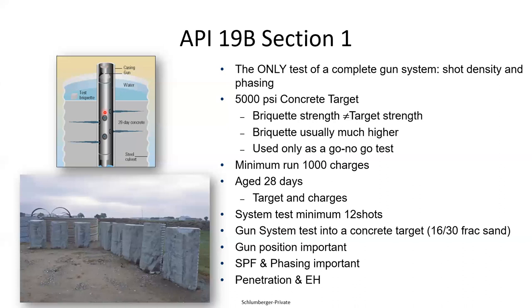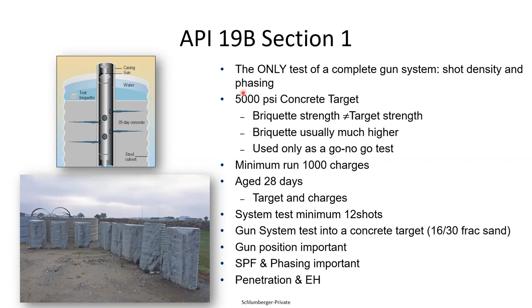Okay, as we can see in this picture, these are the blocks of cement once the perforation has been carried out, because we need to measure the length of the perforation tunnel. In this test, we are going to test a complete gun system, with this shot density and phasing. For example, I might have a 4.5-inch gun, 5 shots per foot with a phasing of 72 degrees. So my concrete target is going to have 5,000 psi strength, okay? This is the concrete target.